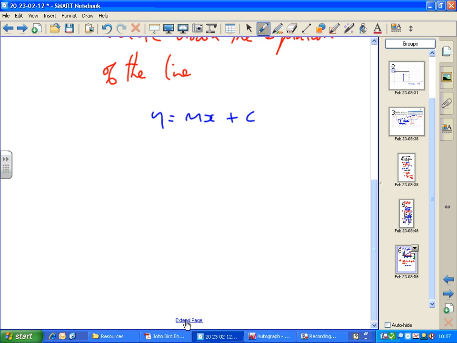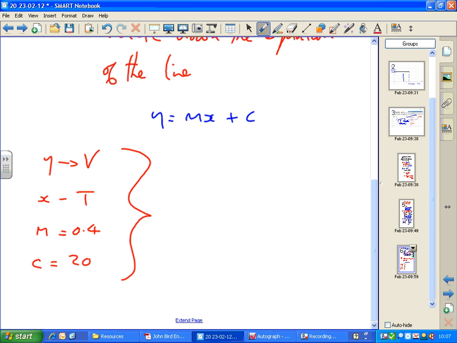And let's say for our example, y was the volume of the gas, x was the temperature of the gas, m turned out to be, in that one we've just done on the board, 0.4, and the y-intercept turned out to be 20, then I would plug those values into the equation of the line, and that would give me a formula that relates the volume and the temperature.